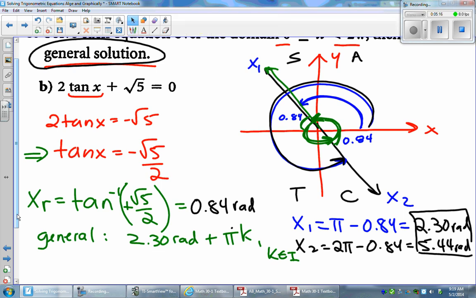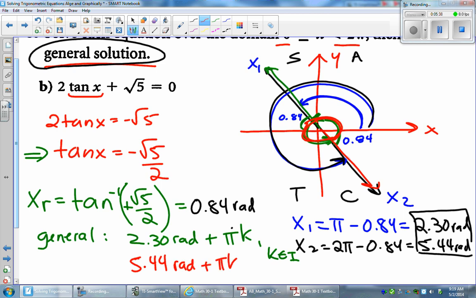You can also think of it as starting at this angle right here, which was 5.44 radians. So it repeats itself over and over again every 180 degrees actually. So a second way you can state your general solution, and this is also correct, is 5.44 radians plus multiples of pi, and we use k to show that, where k once again is a member of the integers because we go in clockwise and counterclockwise direction. And that's how you do that question.